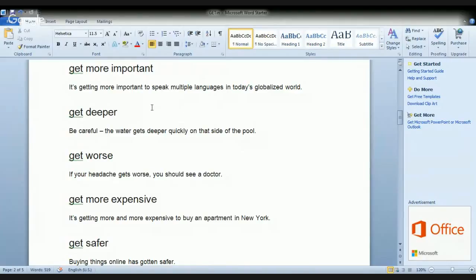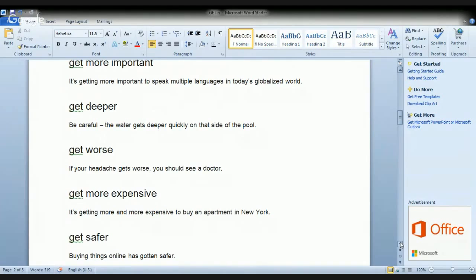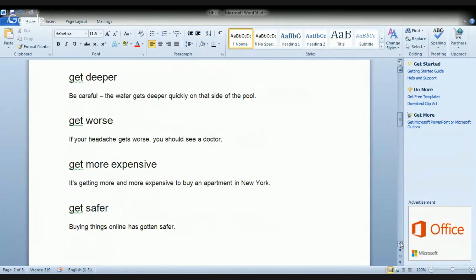So the next example I have is get deeper. Be careful, the water gets deeper quickly on that side of the pool. Okay, so gradually it gets deeper and deeper. And so you need to be careful, is basically what it's saying here. The next example would be get worse. If your headache gets worse, you should see a doctor. This again is in the present simple. You can say, oh, yesterday my headache got so bad, I had to go to the doctor. So you can use it in a different tense as well. That's fine.